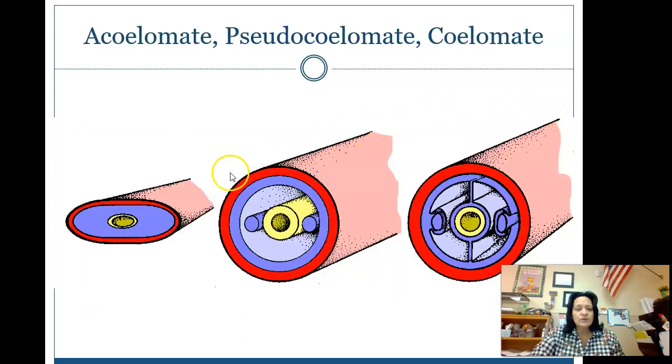Okay, so here's just a quick picture of the acoelomate, and then a pseudocoelomate here in the middle, and then a true coelomate on the side, of how they are set up, with a real coelom here, a place for all those organs to go and to be protected. Okay, that's it for these notes.